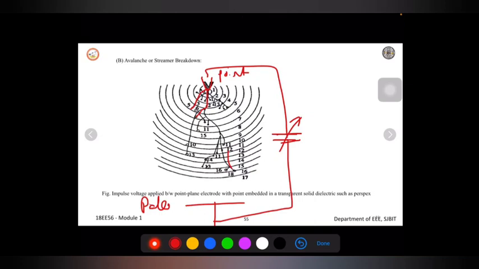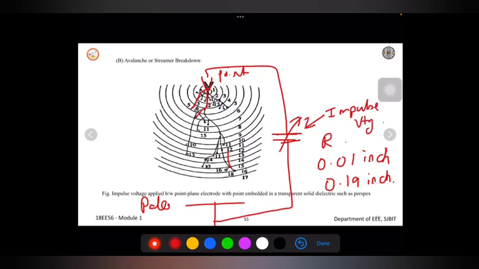This is a breakdown channel between a point-plane electrode with a radius of almost 0.01 inches, and the thickness of the electrodes was considered as 0.19 inches. They applied an impulse voltage with respect to this. The voltage applied here was impulse voltage.